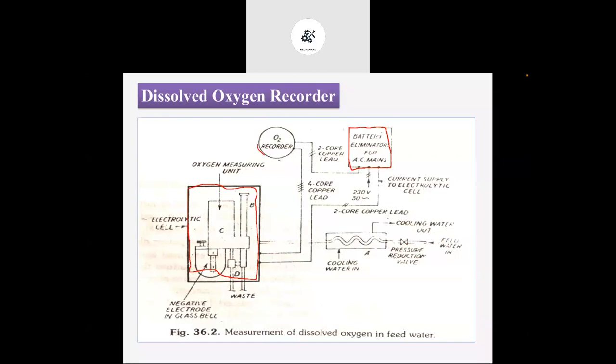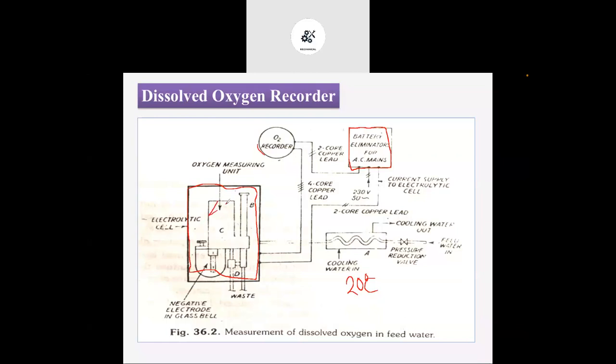First of all, the feed water is taken from the feed water valve or from that particular pipe. This feed water first passes to the pressure reduction valve, where we reduce its pressure. After that, we have to reduce the temperature of that water below 20 degrees centigrade, so it passes through this heat exchanger. Now this reduced temperature water is passed to this B part.